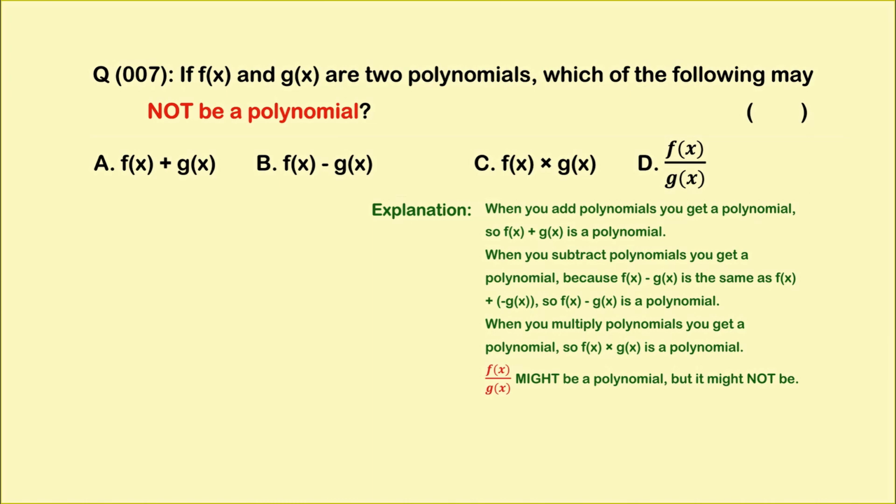So the first option, f of x plus g of x is a polynomial. When you subtract polynomials, you get a polynomial. So f of x minus g of x is also a polynomial. When you multiply polynomials, you get a polynomial. So f of x into g of x is also a polynomial. F of x divided by g of x might be a polynomial, but it may not be. So the right answer is D.